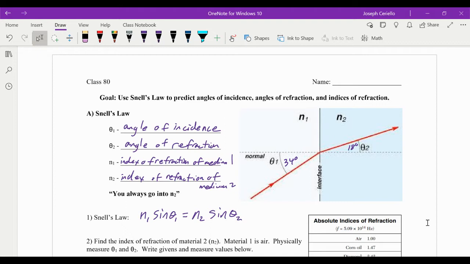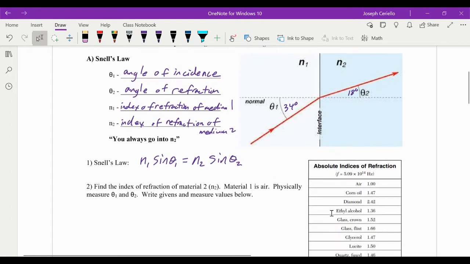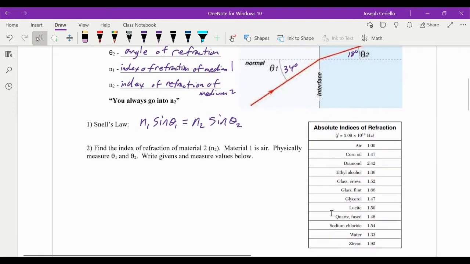The angle of incidence we measured in class is 34 degrees. That's measured with respect to the normal line. The angle of refraction, theta 2, is 18 degrees. Again, we measured that in class using a protractor. So make sure you're able to measure those two fairly accurately. So Snell's law is given to us as n1 sine theta 1 equals n2 sine theta 2.